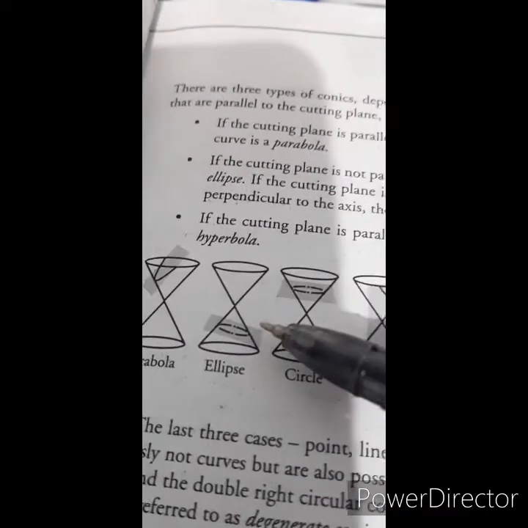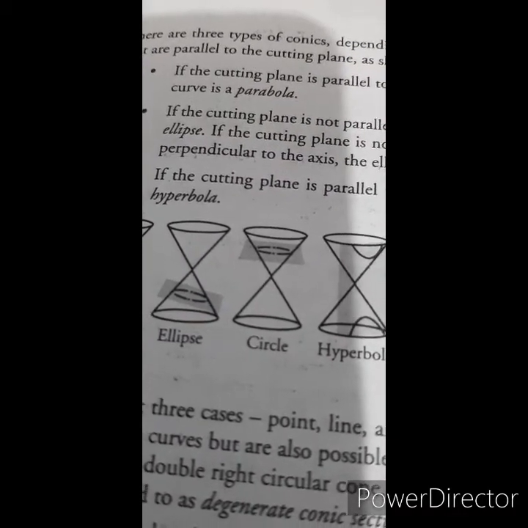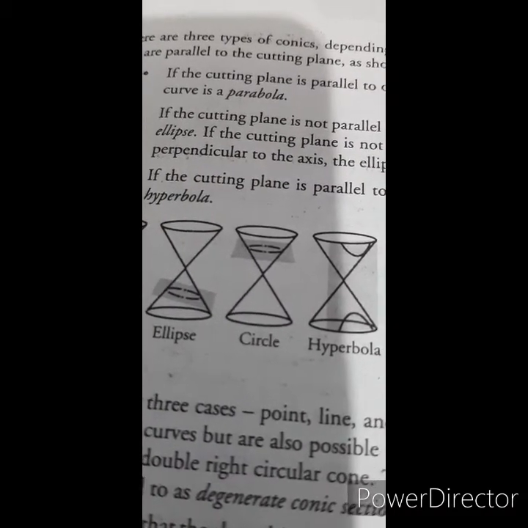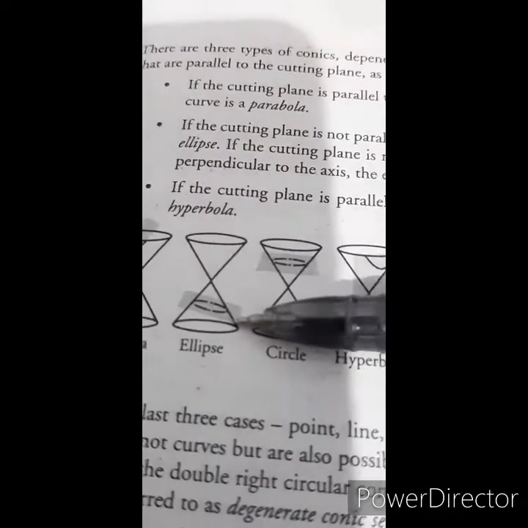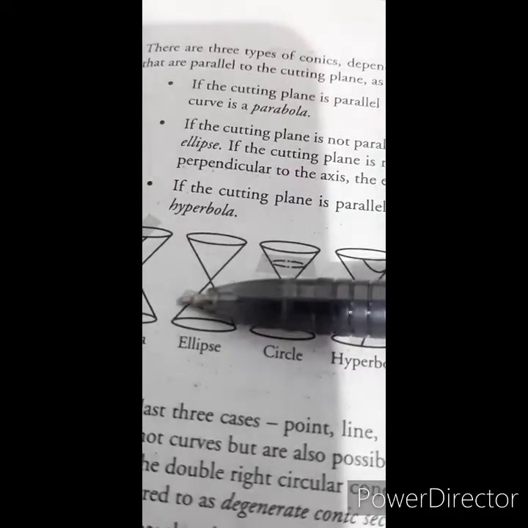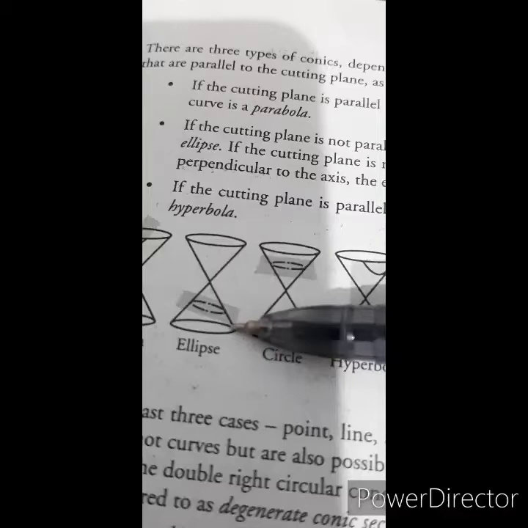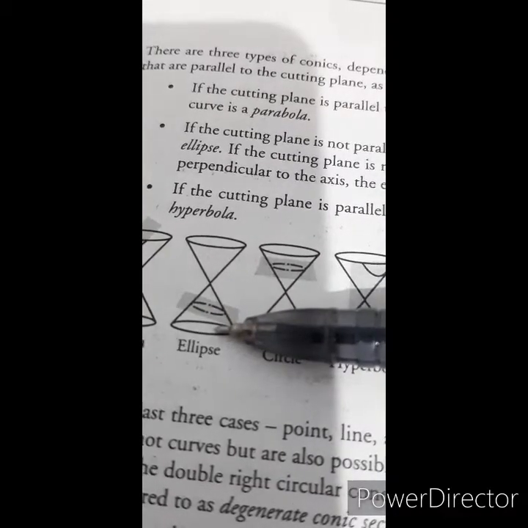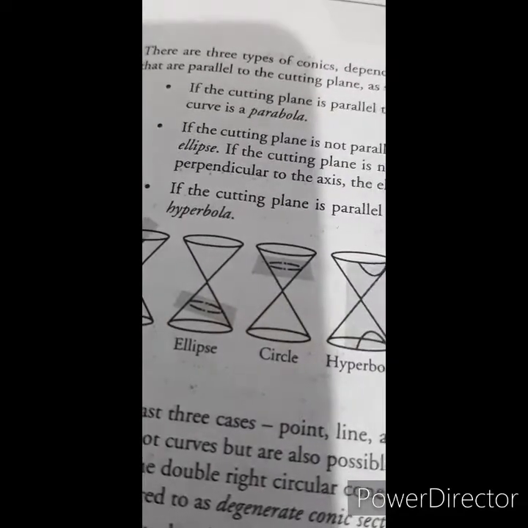And also, we have the ellipse. An ellipse is the set of points in a plane, the sum of whose distances from two fixed points is constant. If the cutting plane is not parallel to any generator, the curve is an ellipse. From this illustration, we can see that the plane is not parallel to any of these two generators because it intersects the two generators of the lower cone. That's why the curve formed here is an ellipse.